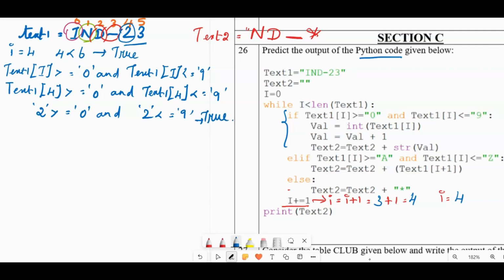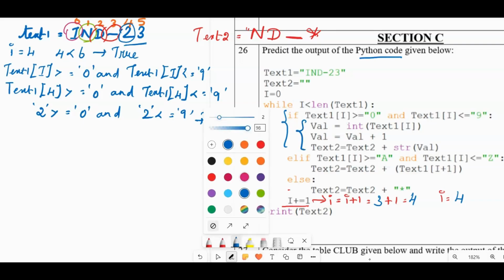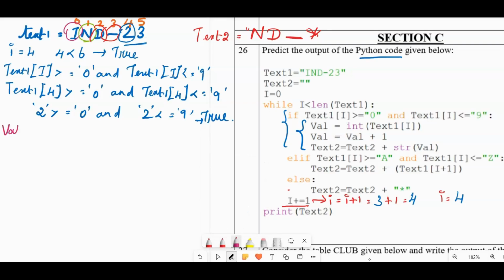So if the condition is true, what will this if block do? This if block will be calculating the next 3 statements. So let me write the next 3 statements line by line and execute. Okay. First statement is val is equal to int of text 1 of I. So this int function will be converting the string into an integer value.